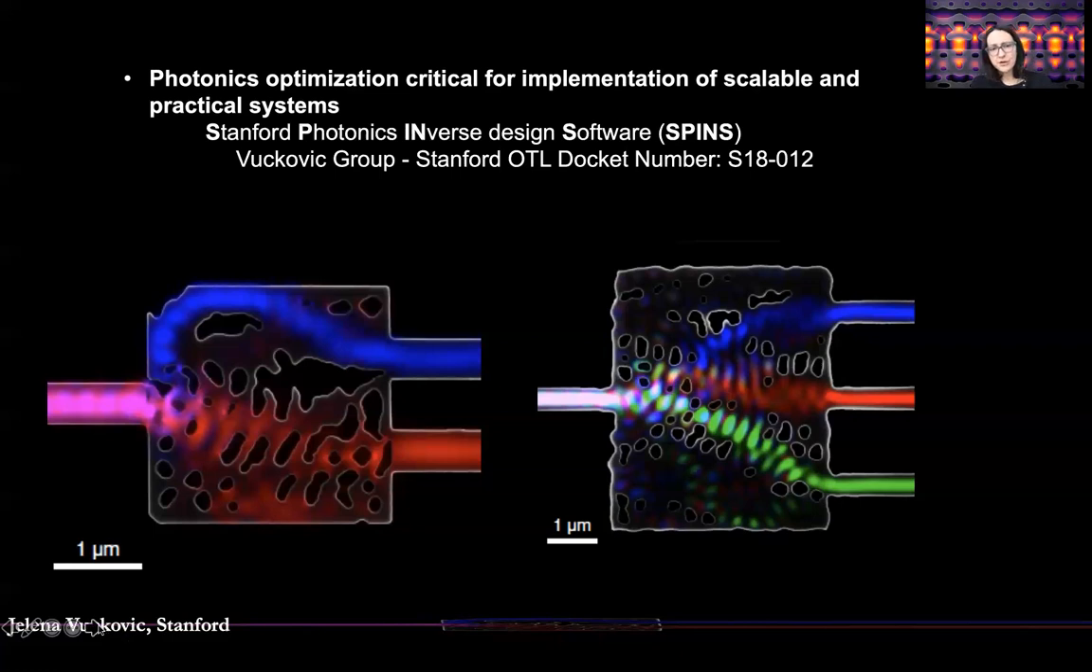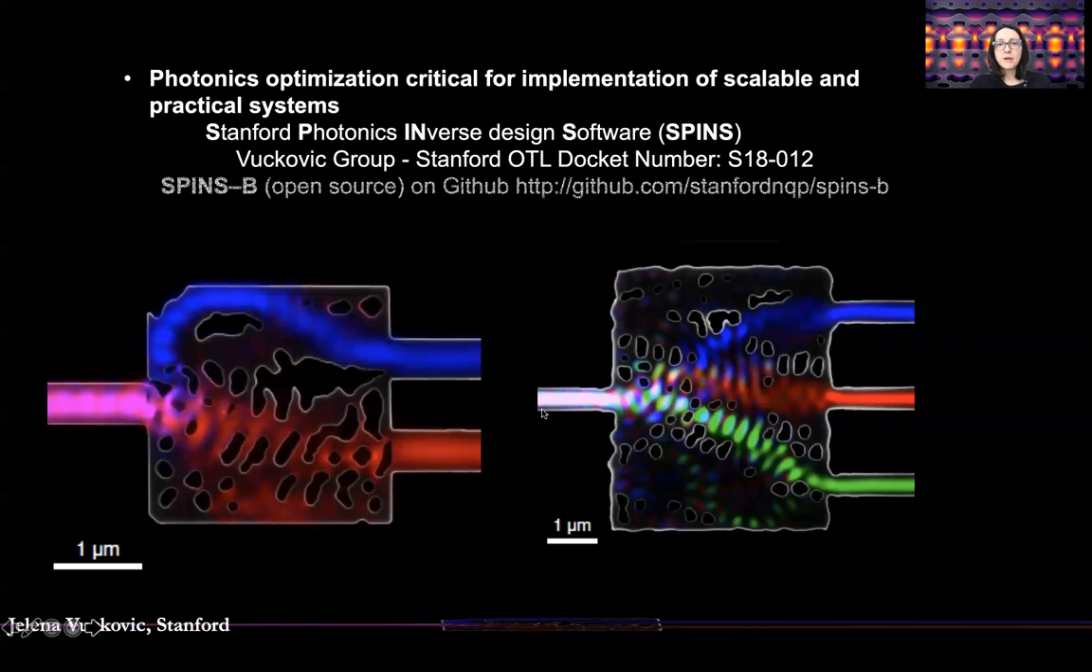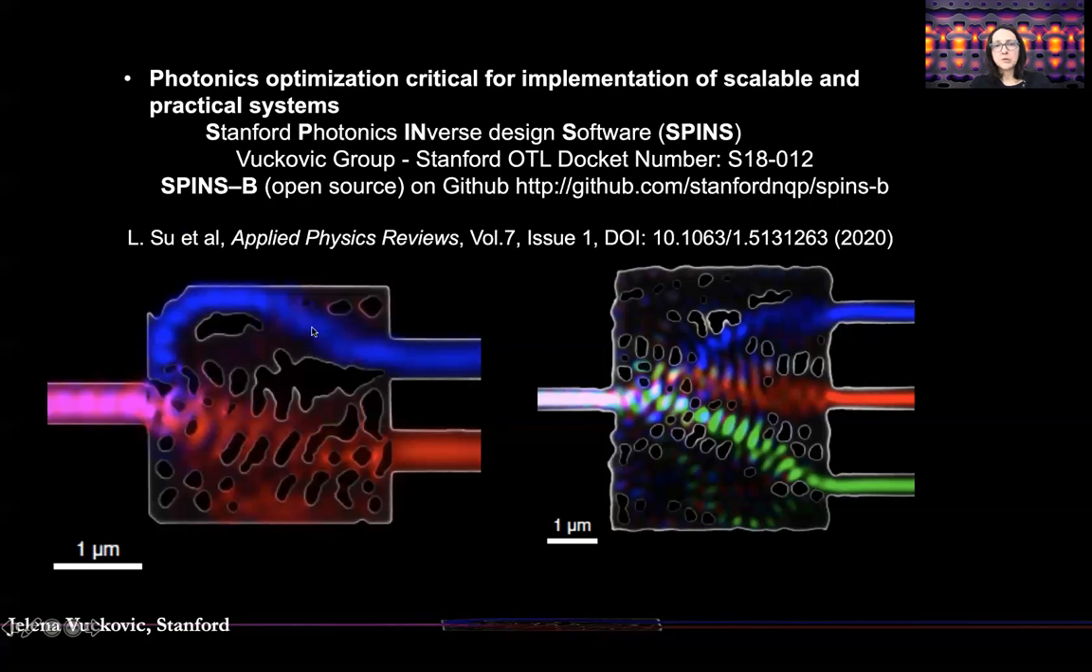And since we've been working on this for a long time, we've also implemented a software suite, which we call SPINS, Stanford Photonics Inverse Design Software. Quite a few companies and research groups are using it. It's available for licensing from Stanford, but we also have an open source basic version if you're interested in playing with it, which is available for download on GitHub. And our recent review article published in Applied Physics Reviews describes this software and our approach in greater detail.